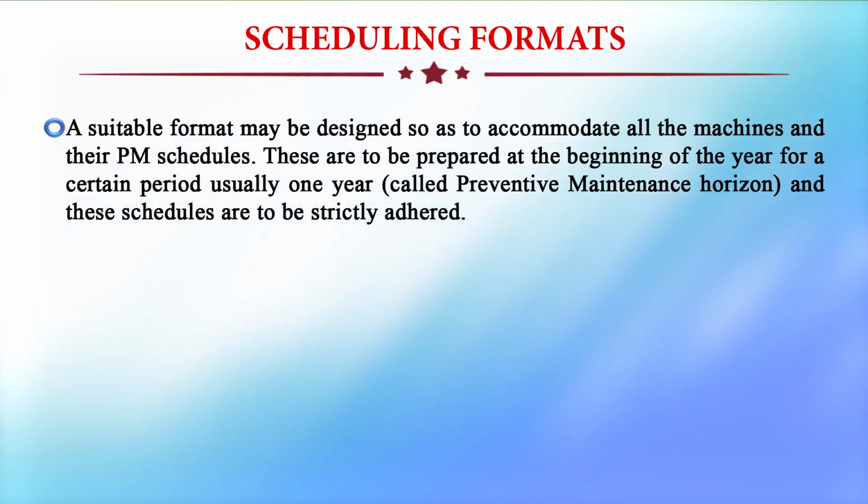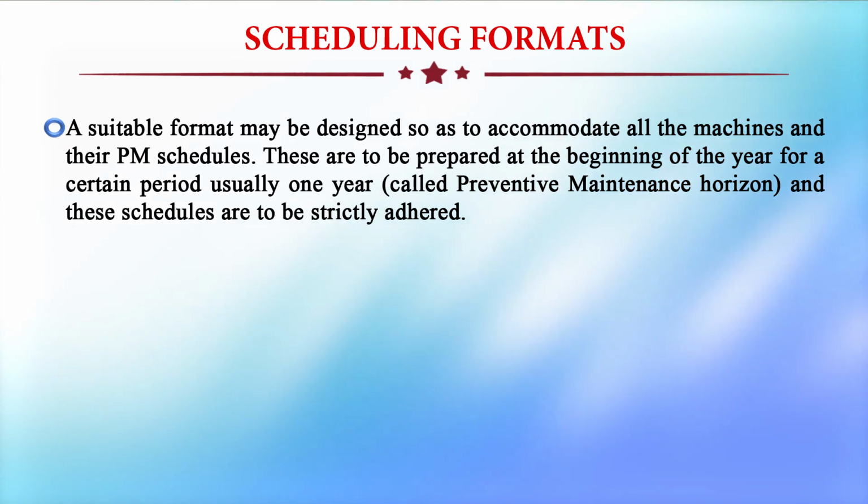Scheduling formats. A suitable format may be designed so as to accommodate all the machines and their preventive maintenance schedules. These are to be prepared at the beginning of the year for a certain period, usually 1 year, called the preventive maintenance horizon, and these schedules are to be strictly adhered to. So, scheduling formats have to be prepared, which have to be followed.